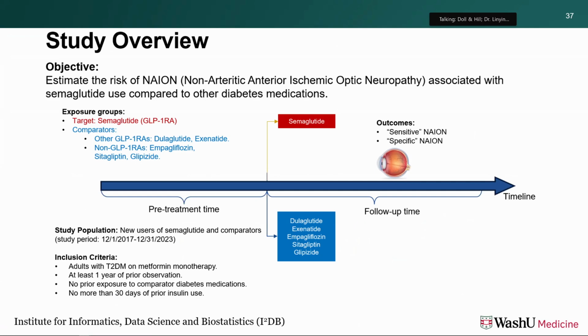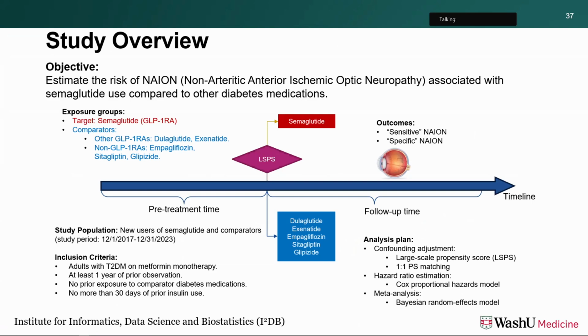And so we adopt a new user cohort design, meaning we limit the cohort entry event to the initial prescription of either the target drug or the comparator drug. The patient needs to have at least 1 year of prior observation before treatment initiation so that we can capture confounding in that pre-treatment time. And there are some other inclusion criteria for this cohort.